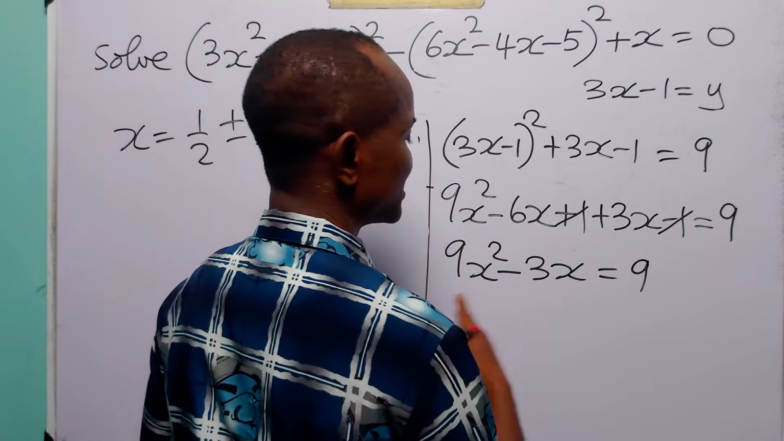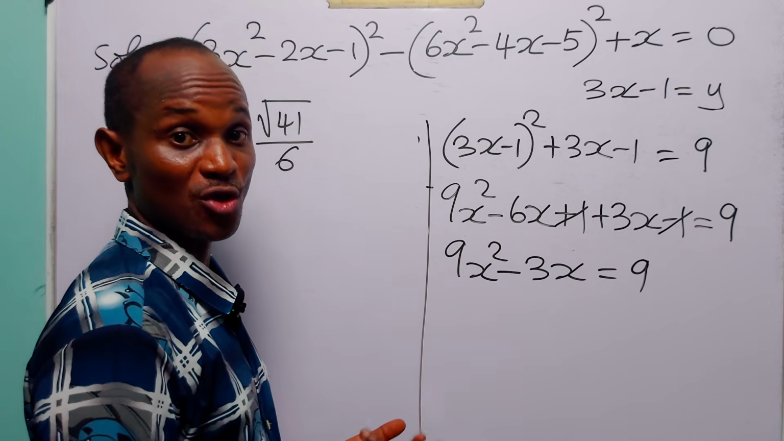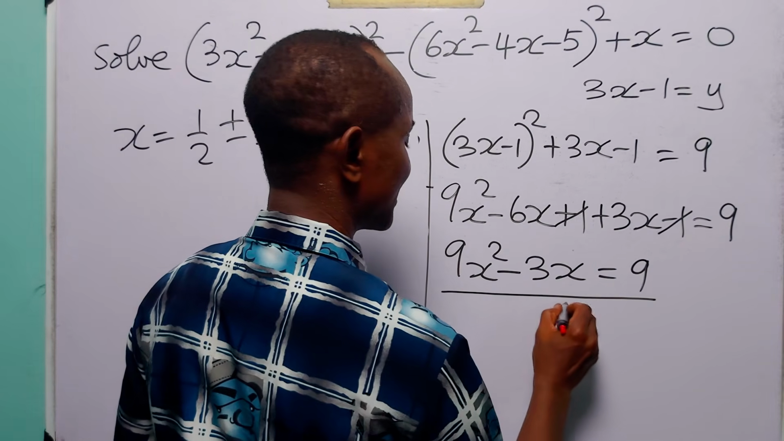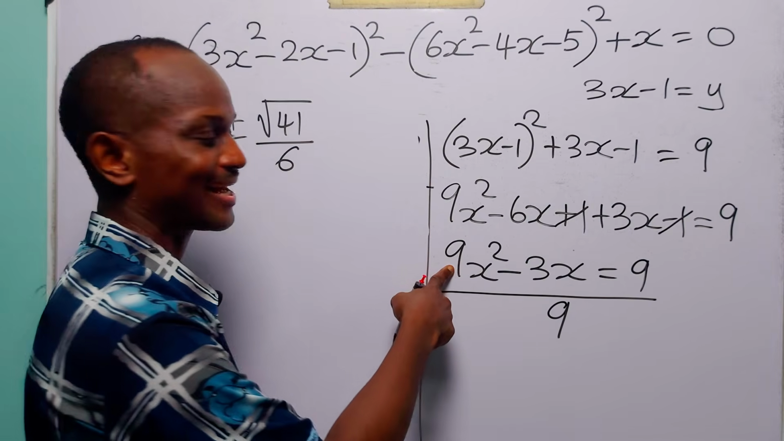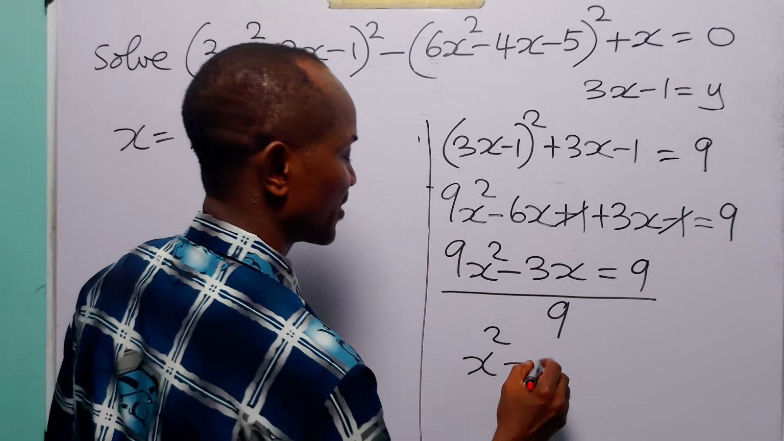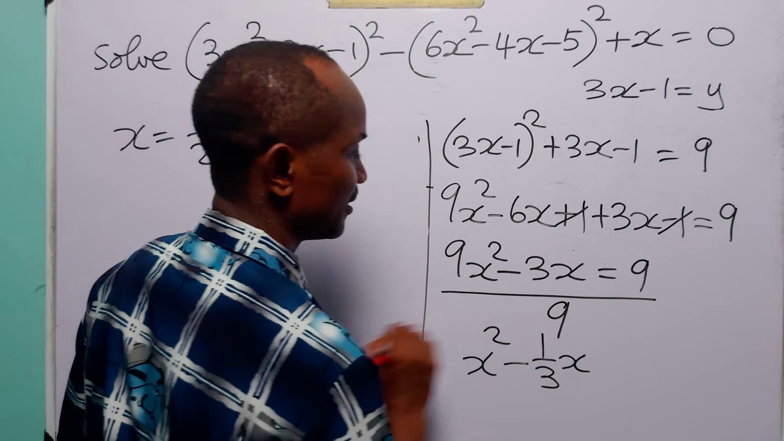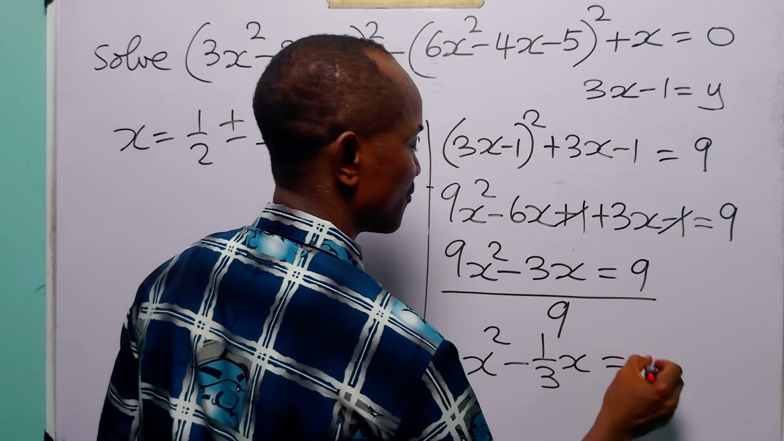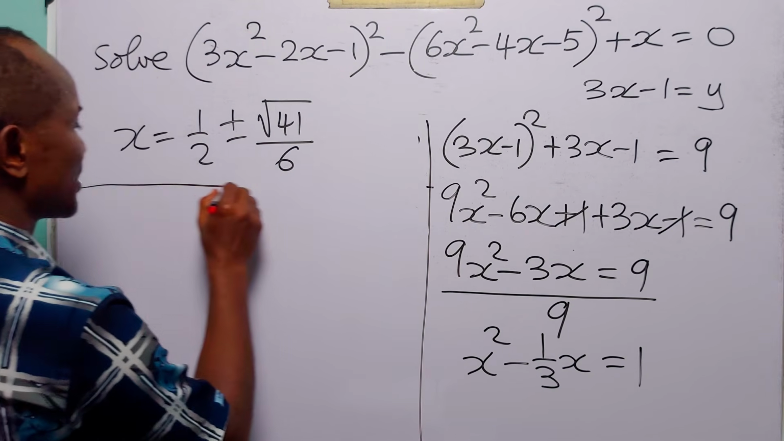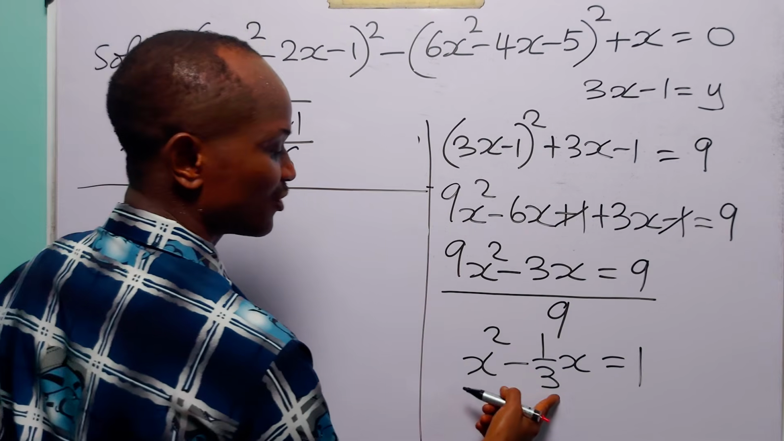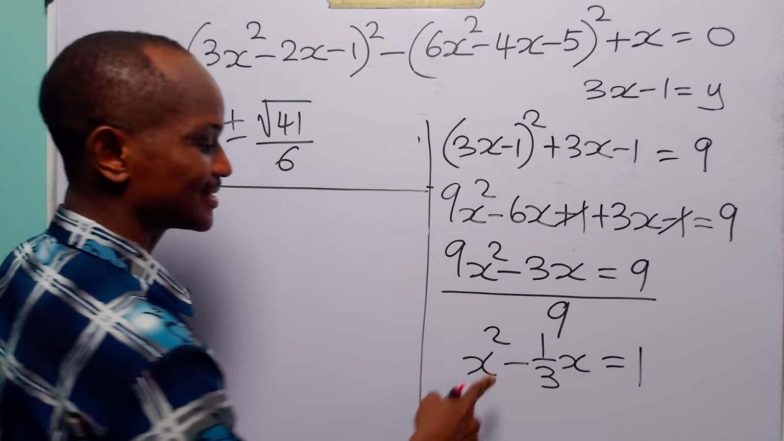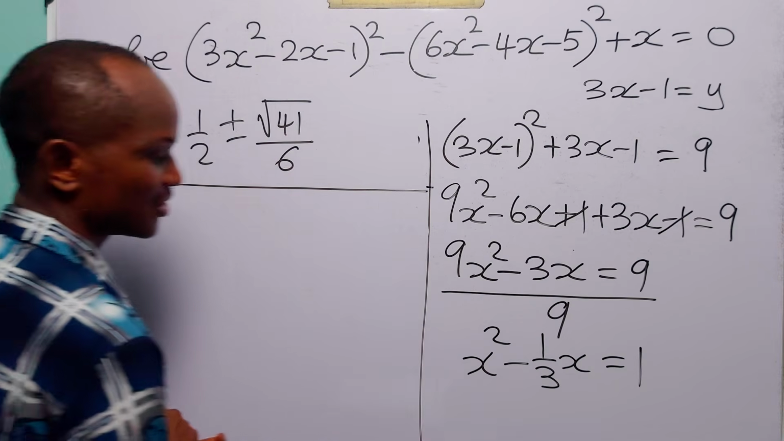Once more, we cannot solve this equation by factorization, so let us solve it by completing the square method. And of course, we start by dividing through the equation by 9. When we do that, we have x squared minus 3 over 9 is 1 over 3. Of course, there's x, and then 9 over 9 is equal to 1. Now, the next thing we are going to do is to divide the coefficient of x, which is minus 1 over 3, by 2. Square it and add to both sides of the equation.